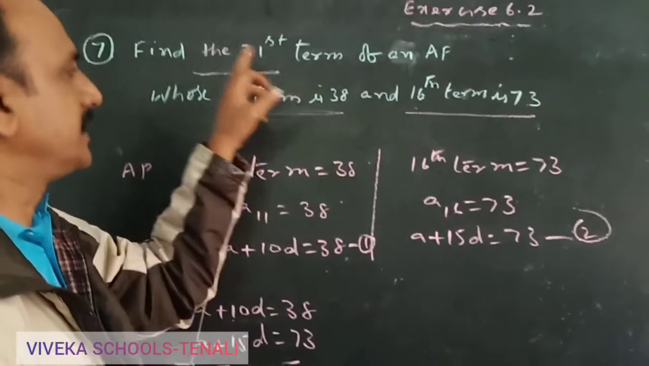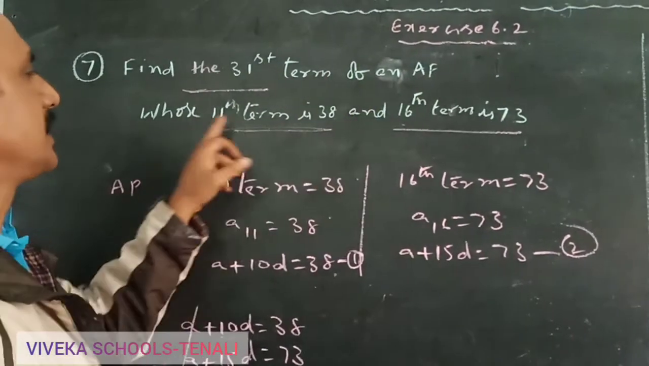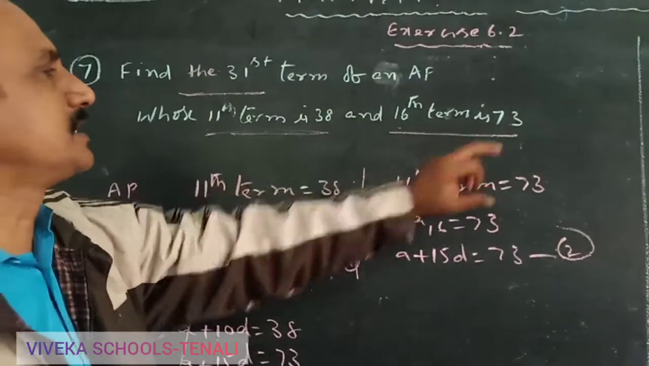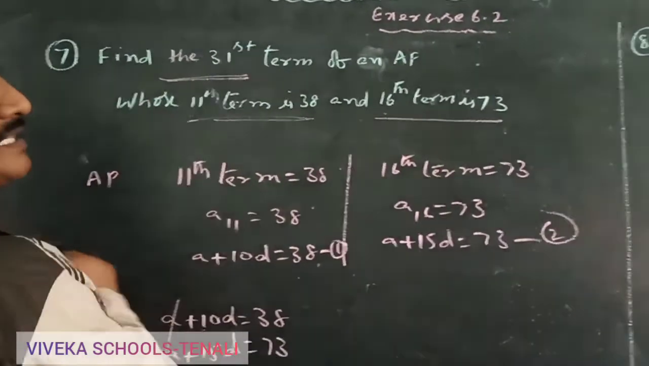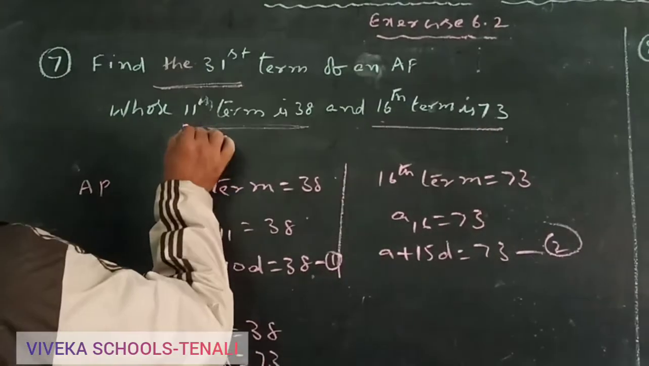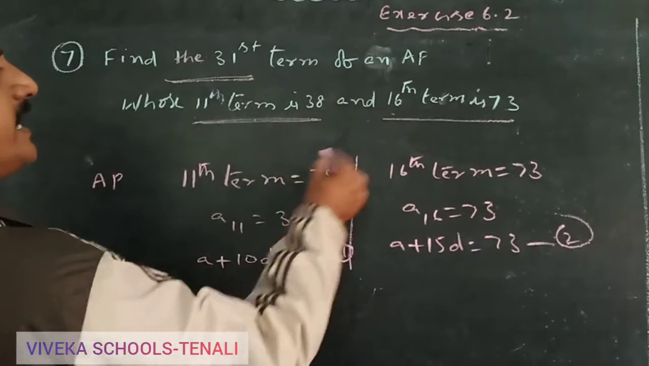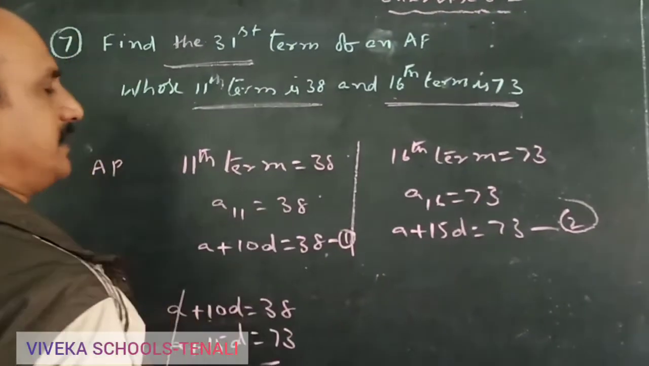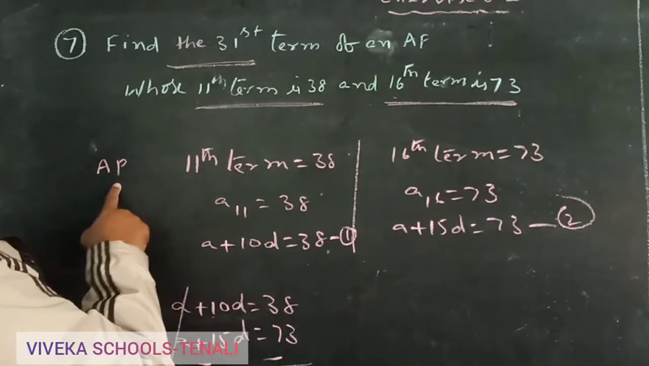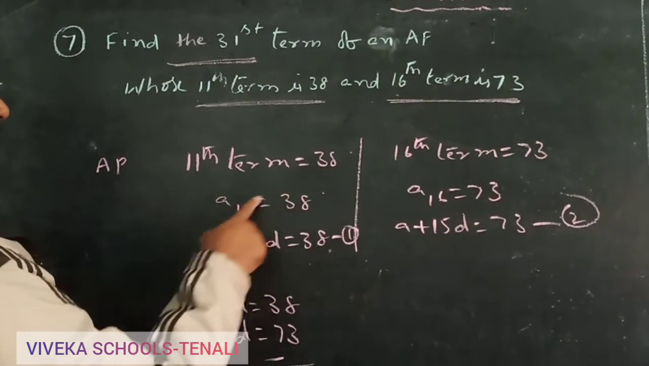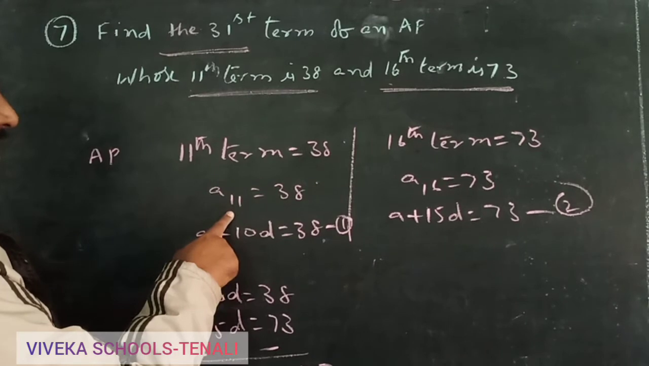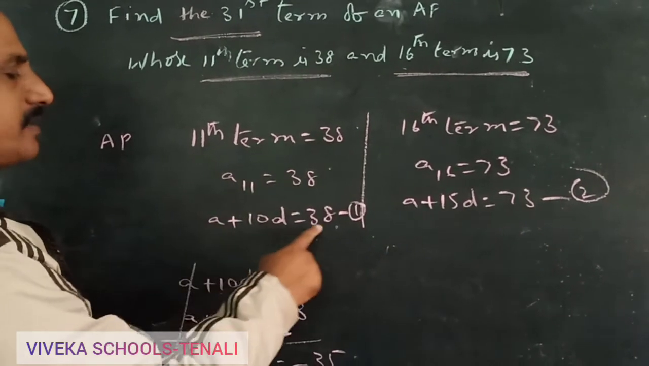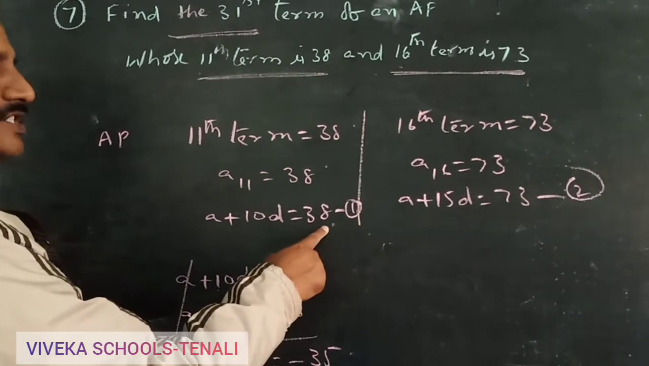Find the 31st term of an AP whose 11th term is 38 and 16th term is 73. Find the 31st term in AP. What is given? 11th term is 38 and 16th term is 73. So in AP, 11th term is A11 equal to 38. A11 means A plus 10D equal to 38. That is the first equation.